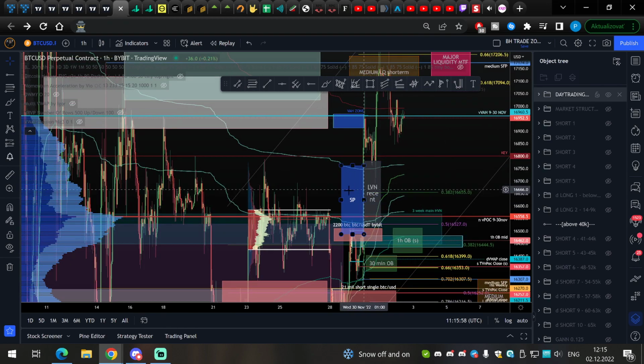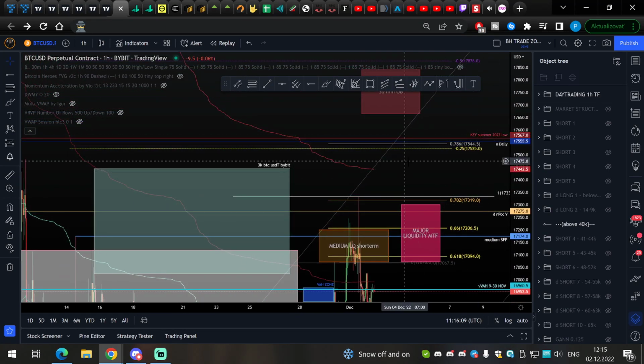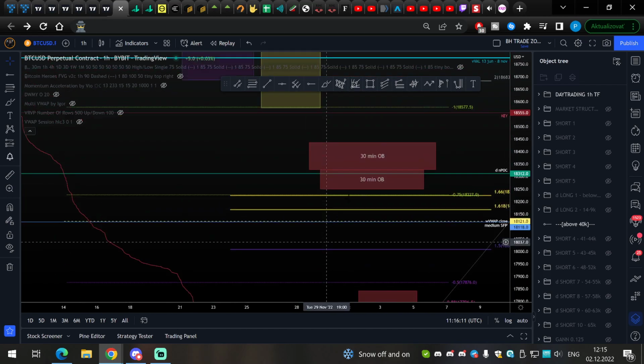This is not support for Bitcoin's fingerprints, low volume node. You can feel it very easily. You will be looking for this area at first to trade it, this massive high volume node. And for the upside, we are ready as well. 17,500, 18,000 and 18,300.